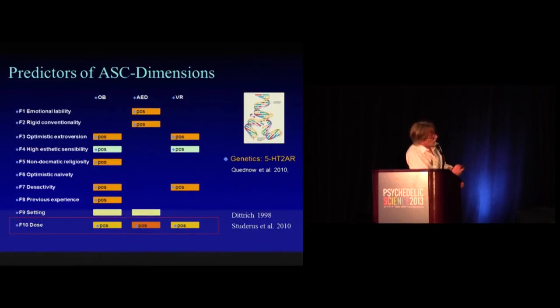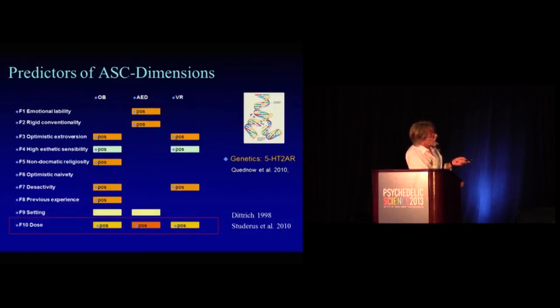It's much harder to predict anxious ego dissolution, where people get paranoid, but mostly it was rigid conventionality and instability in an emotional sense. Now we have more evidence, based on our data, that genetic aspects can also influence the reaction, particularly to serotonergic hallucinogens. We found one polymorphism in the 2A receptor, which you will see has an impact on these reactions.